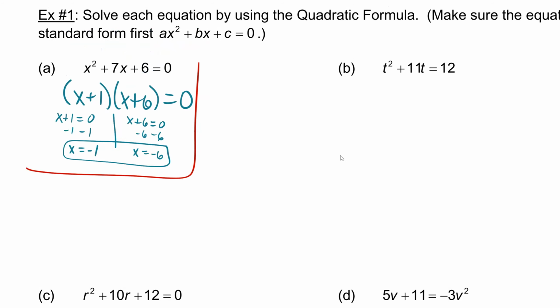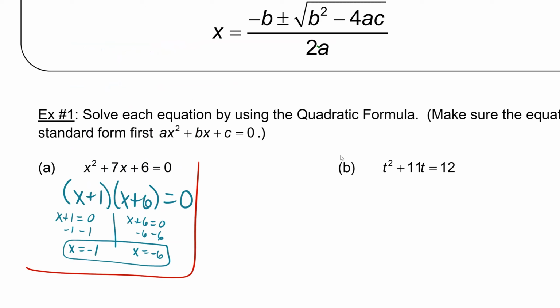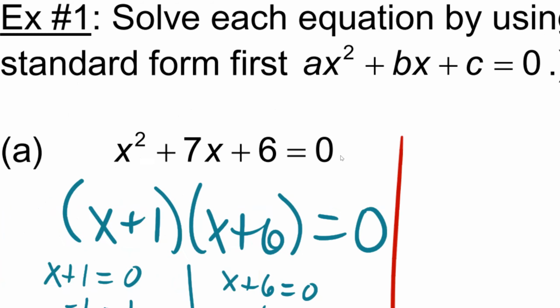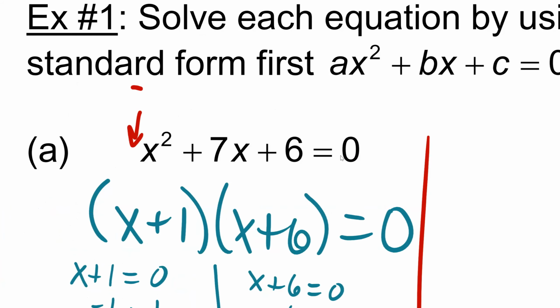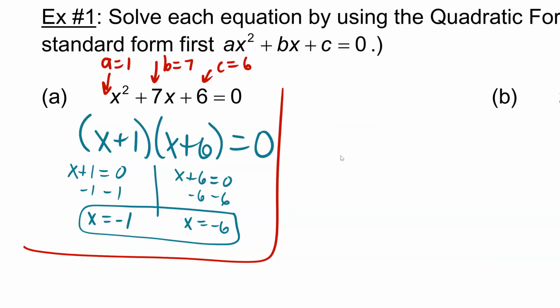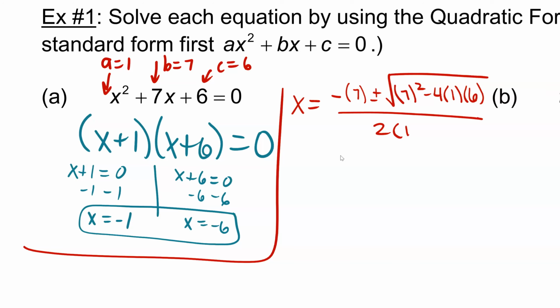Now let's use quadratic formula. So keep in mind, quadratic formula only works if it's in standard quadratic form, ax squared plus bx plus c. What is my a here? 1. B is 7. C is 6. Okay, so let's go through and let's write it. So x equals -b plus or minus square root of b squared minus 4 times a times c, all over 2 times a.